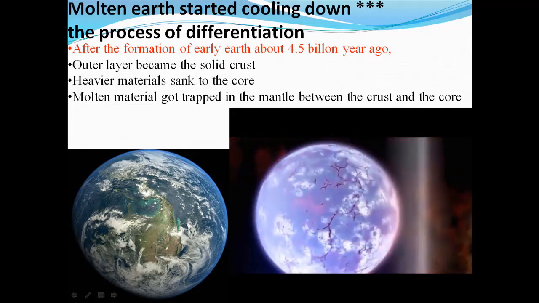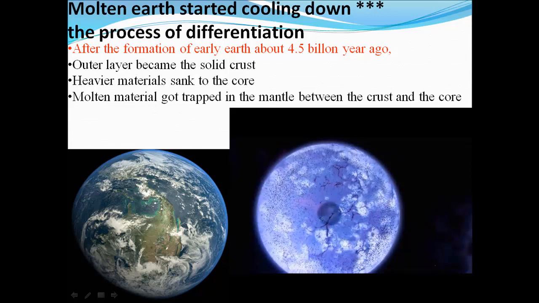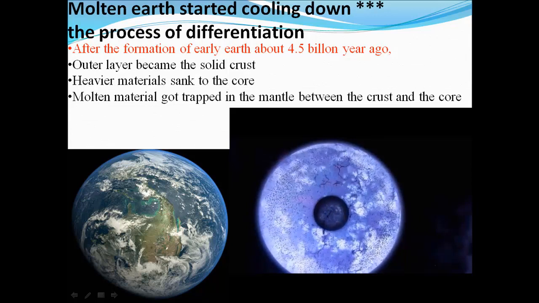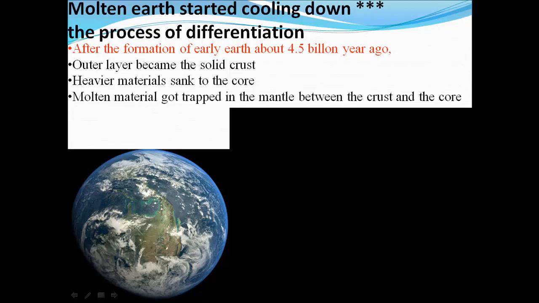The outer layer became the solid crust and the process of cooling started. This was due to the sudden stop of falling of meteors and asteroids. Heavier material sank towards the core, mainly nickel and ferrous, and in the course of time the core grew bigger and bigger, and molten material got trapped in the mantle between the crust and the core. This was the beginning of formation of layers of the Earth.